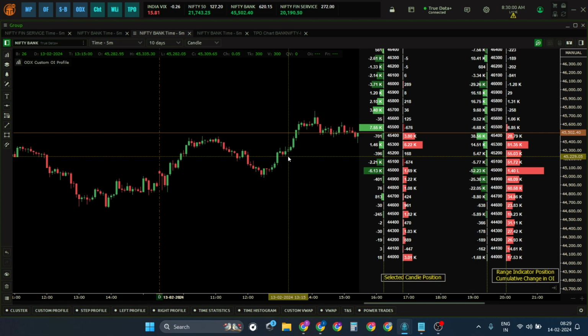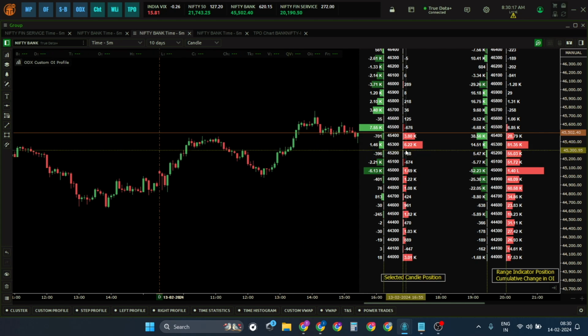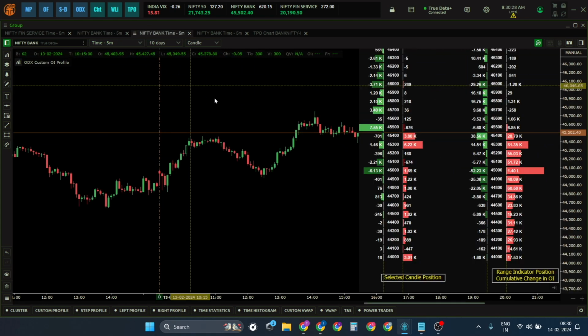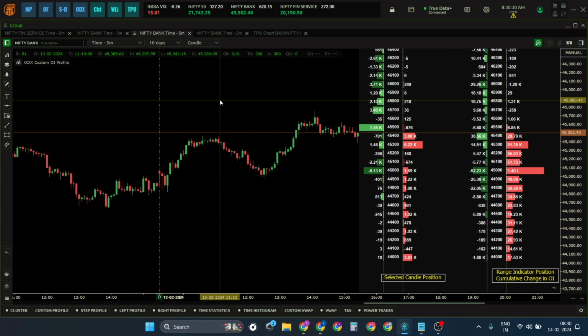This feature is not available in the majority of the platforms. And ODX is not about one indicator, right? Options dynamic indicators, we have a few sets of indicators. And if you talk about this indicator, it is delayed data. We get almost 3 minutes delay in the data. But coming to the next profile which I am going to show you, you will be surprised. After this video we're going to make a video on ODX profiles, where you will get the live data. You will not get delayed data, you will get live data.